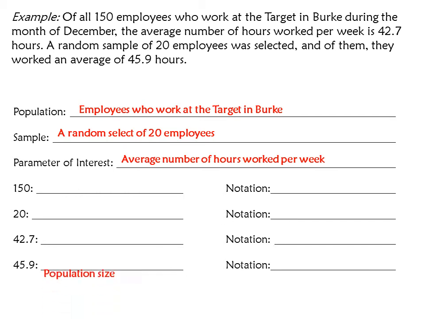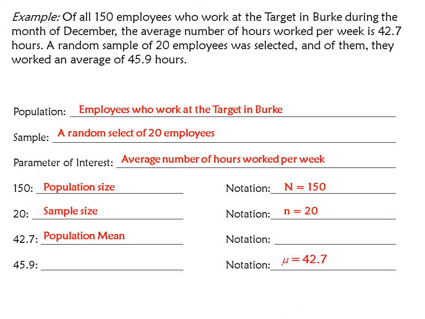In this case, 150 is the population size, which is capital N. 20 is our sample size, which is lowercase n. 42.7 is our population mean. It comes from the population. We use mu to denote the population mean. 45.9 comes from our sample, that is the sample mean. The notation for that we already know is x bar.